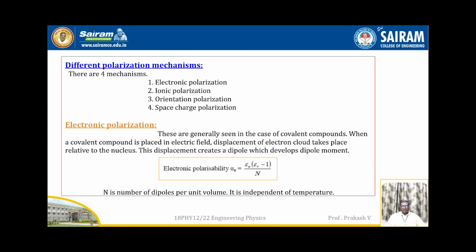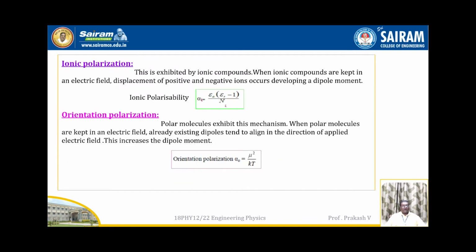The electronic polarizability alpha E is equal to epsilon 0 into (epsilon r minus 1) divided by n, where n is the number of dipoles per unit volume. It is independent of temperature. Ionic polarization. This is exhibited by ionic compounds. When ionic compounds are kept in an electric field, displacement of positive and negative ions occurs, developing a dipole moment. Ionic polarizability alpha I is equal to epsilon 0 into (epsilon r minus 1) divided by n into I.